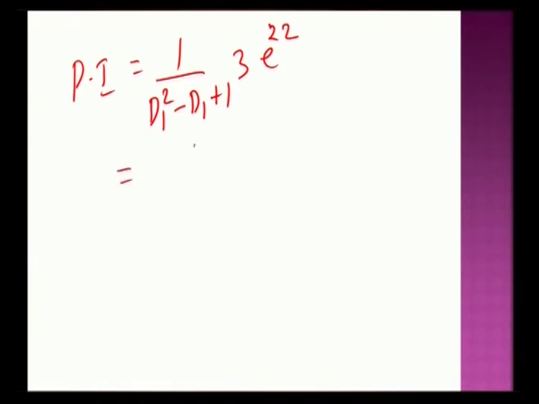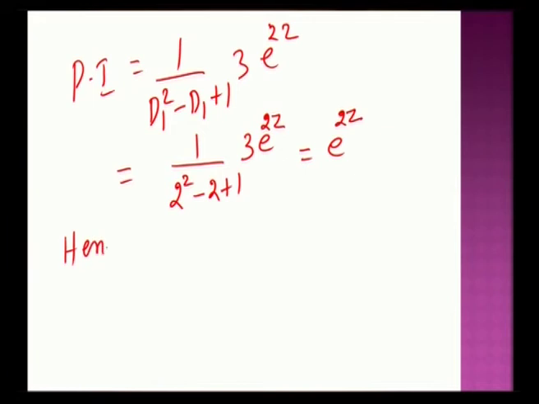Now, this is equal to 1 by 2 square minus 2 plus 1 into 3 e power 2z, which is equal to e power 2z, because here 4 minus 2 gives 2, plus 1 is 3. So, 1 by 3 into 3 cancels, and we get e power 2z. So, the particular integral is e power 2z.